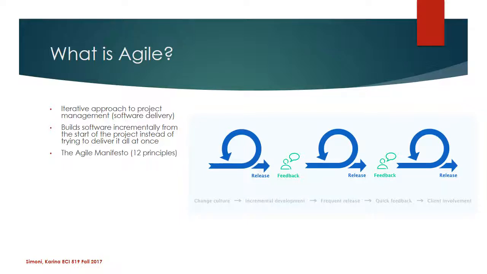The Agile methodology is backed up by the Agile Manifesto. This was created by the people who created Agile, and it has 12 principles. I'm not going to go over all 12 today, but I will go over the gist. First, we want to focus on individuals and interactions over processes and tools. We're going to bring that customer into the process, and they're going to work with us throughout the entire thing instead of at the beginning and the end.